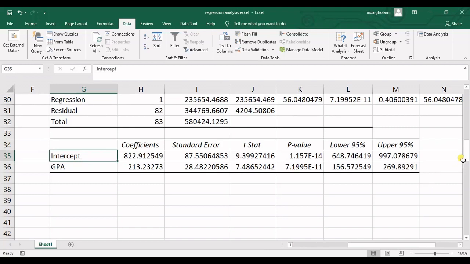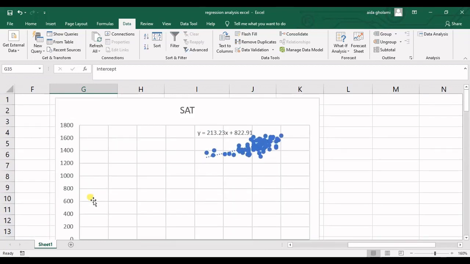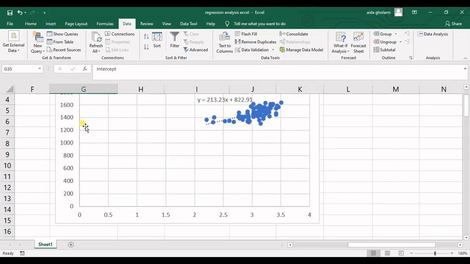So the intercept, as you know, is the difference between the first data in our data set to the 0 in the y-axis. Okay, so this is the intercept. So we know that the smallest data that we have in our data set starts from somewhere.